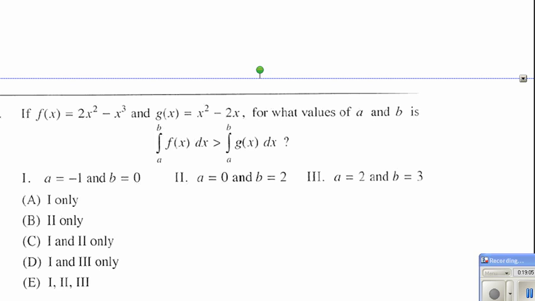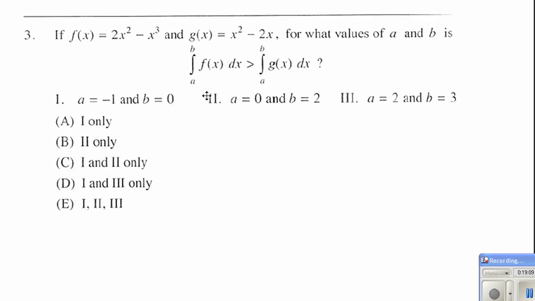Alright, now, next question. Given this function, for what values of a and b is this portion, function f, greater than function g? Now, since I don't have a calculator, I'm going to try to bring the calculator and try to work on this question in the next video.